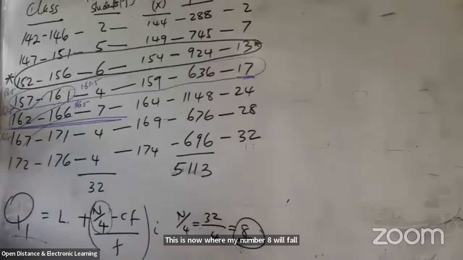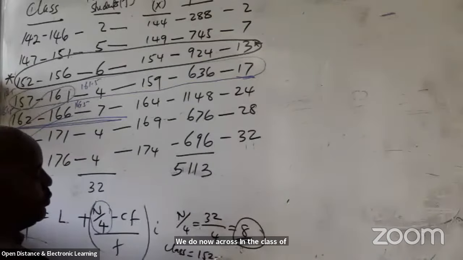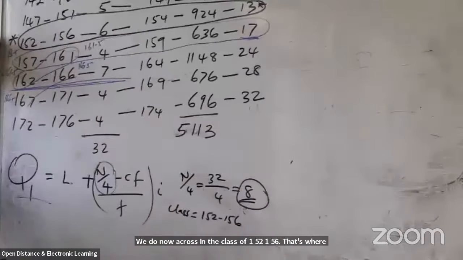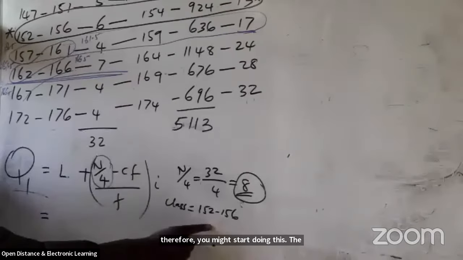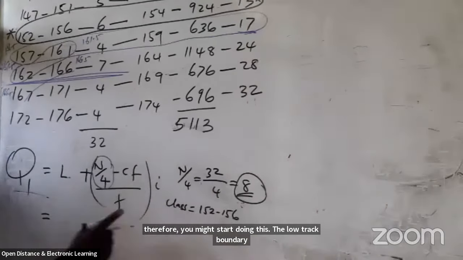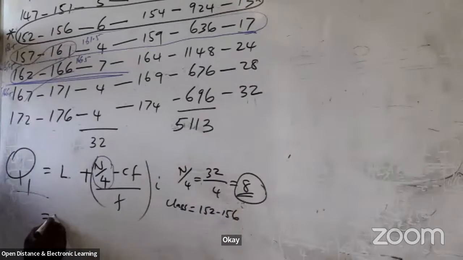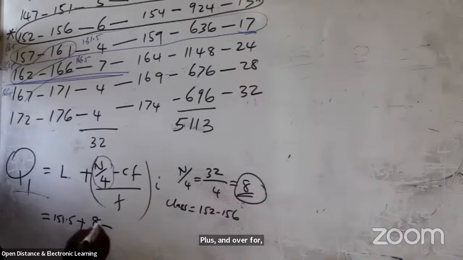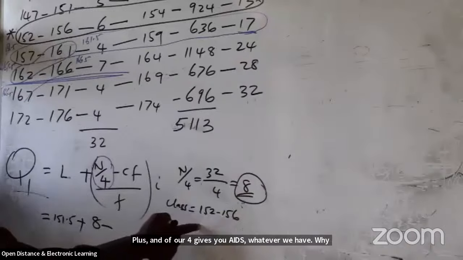With now a class in the class of 152 to 156, that's where it falls. And therefore, if I substitute in this, the lower class boundary, which we now know how to get, of this interval shall be the average of 152 and 151. That gives you 151.5, plus n over 4 gives you 8. Already we have it. Minus CF, the cumulative frequency up to the class preceding where it falls.